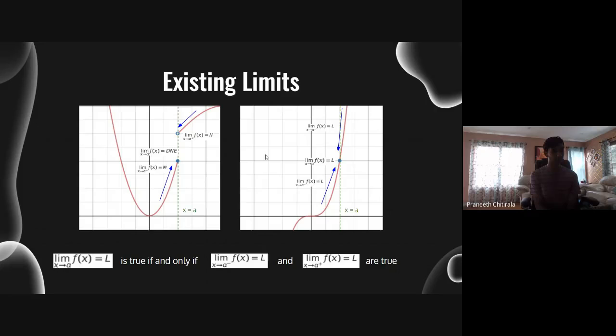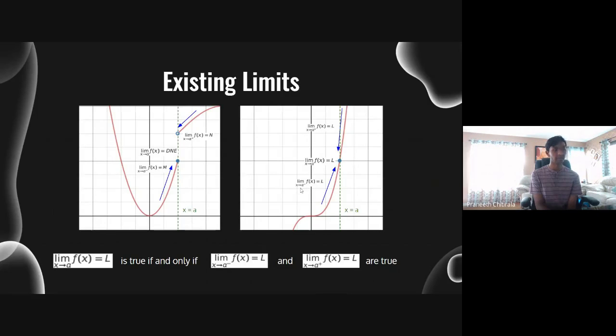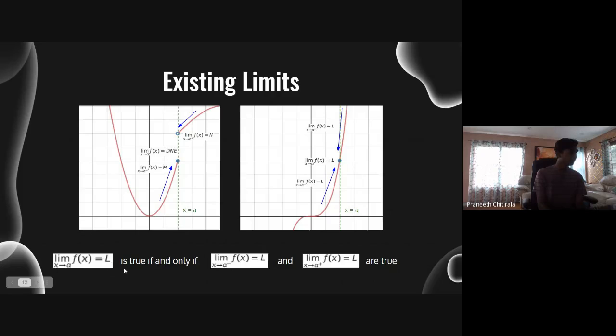On the contrary, for this function, the limit of f of x as x approaches a from the left side is equal to L right here, and the limit as x approaches a from the right side of f of x is also equal to L. Since they're equal and they both approach the same value, the actual limit is also equal to L. In other words, the actual limit exists if and only if the left limit exists and the right limit exists.